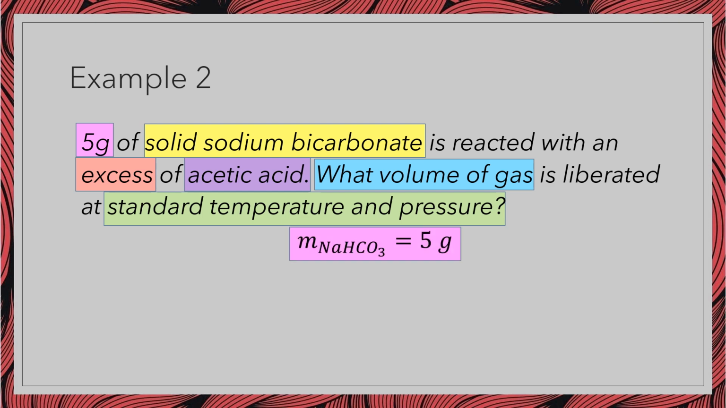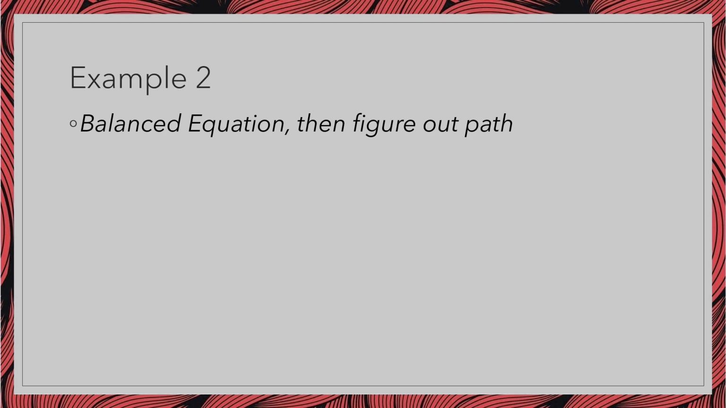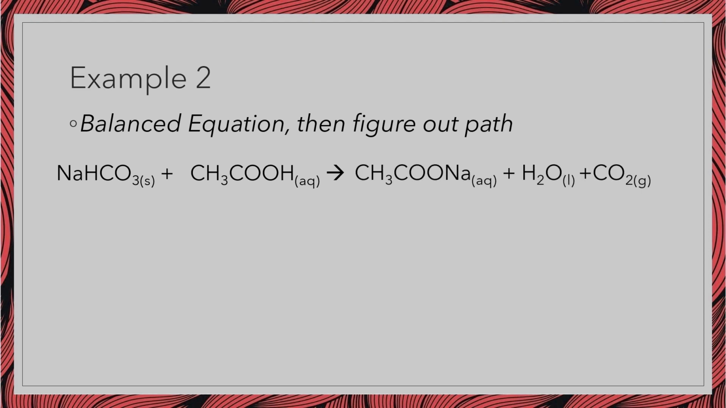So we have mass of sodium hydrogen carbonate, 5 grams. What gas is produced? Carbon dioxide, I already gave you that result. What type of reaction is it? Well, we have a carbonate in there. I mean, it is bicarbonate, just means it has an extra hydrogen, but it's still a carbonate. It still reacts with acid the same way. So we want to find the volume of carbon dioxide gas at the end. We'll balance the equation, then we'll figure out the path. So we have sodium hydrogen carbonate, acetic acid. When they mix, we get sodium acetate, water, carbon dioxide. So remember, that's our general reaction, a salt plus water plus carbon dioxide.